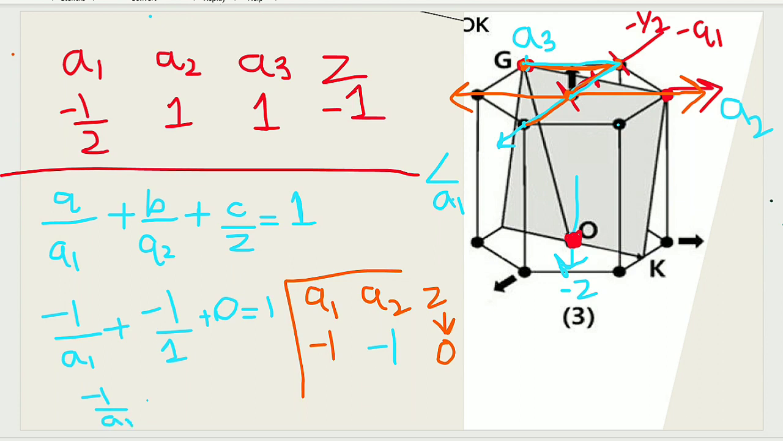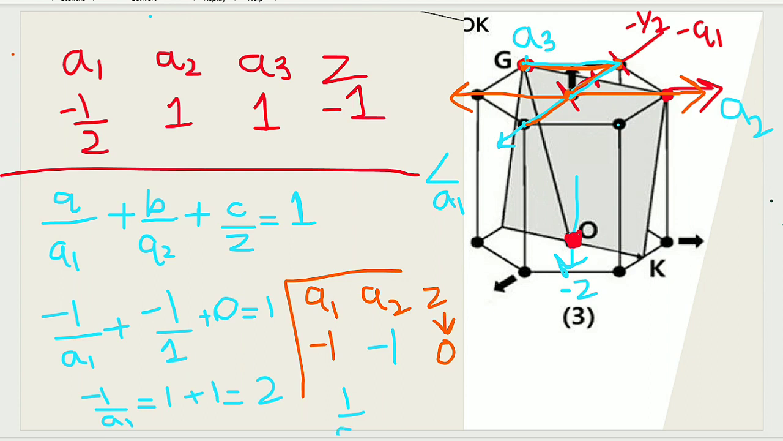This is -1 on this side of the equation. We will take it onto the other side of the equation, so this -1 will become +1. So 1 plus 1 is what we get on the right hand side, and 1 plus 1 equals 2. So -1 over a1 equals 2, taking negatives onto the other side of the equation.